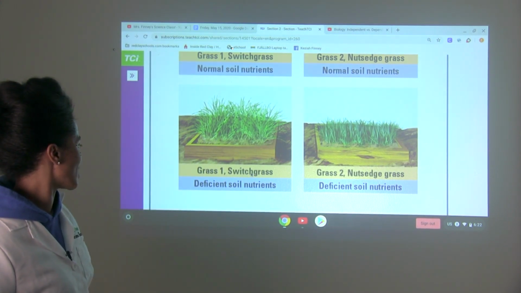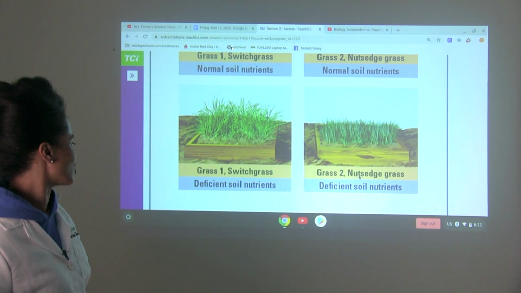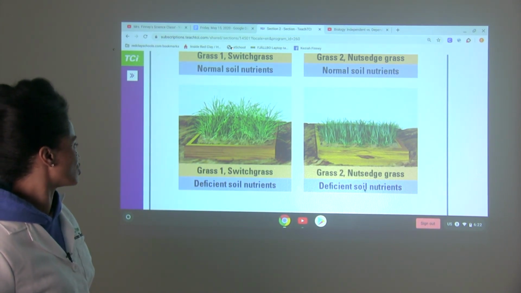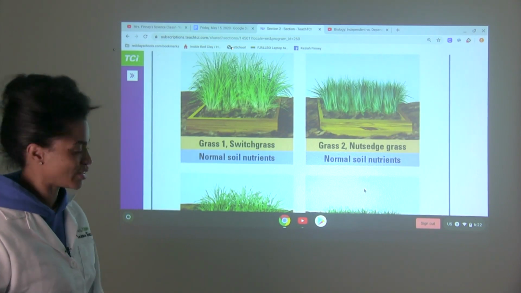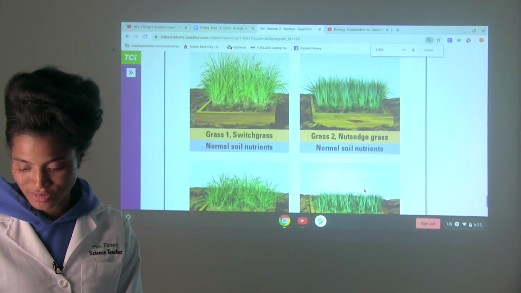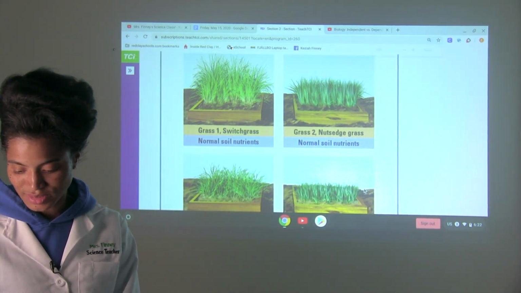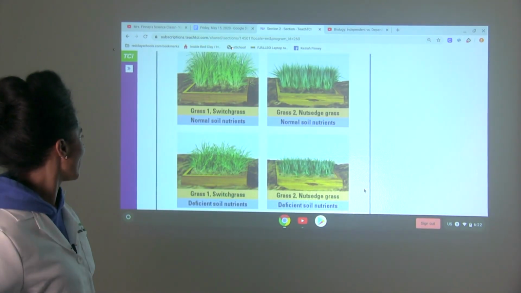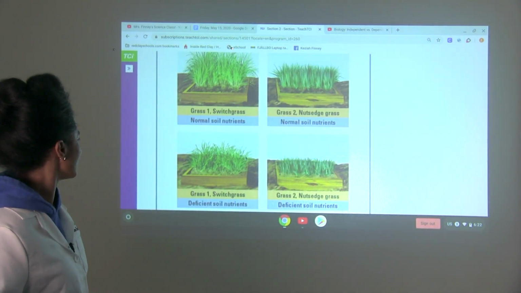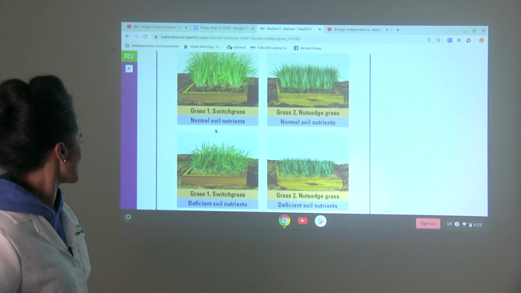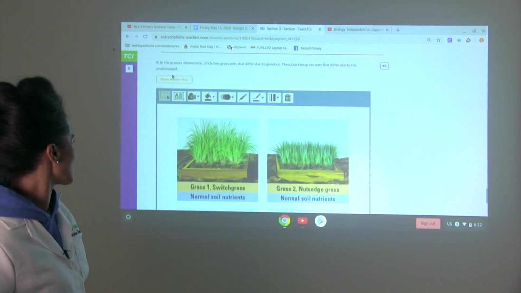Grass 1, switchgrass, deficient soil nutrients. And grass 2, nutsedge grass, deficient soil nutrients. Hopefully you can see the differences here. If I could shrink this down just a snag. Notice anything? Switchgrass? All right, let's see what the answer looks like.